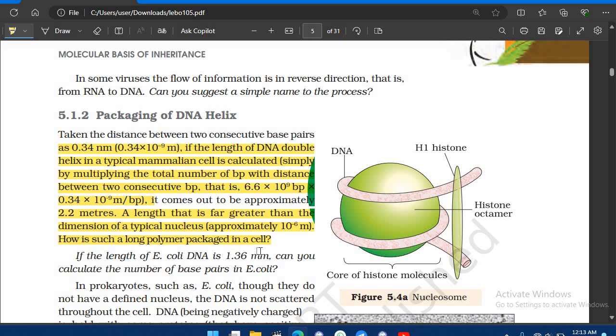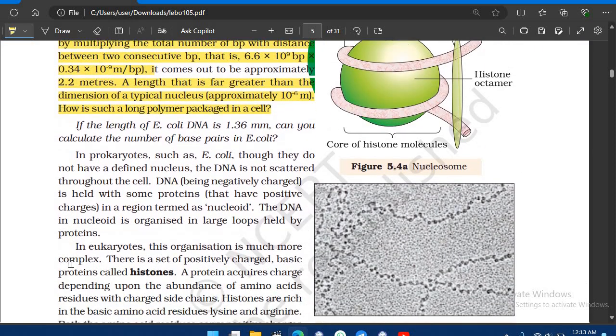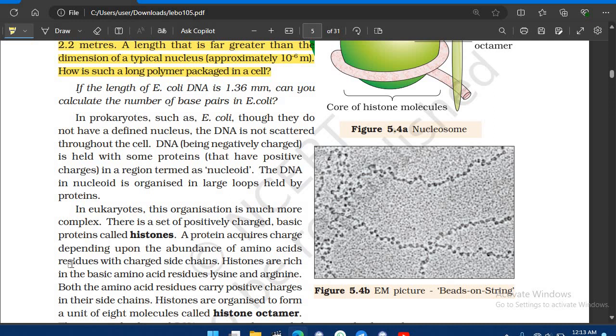The length is much greater than the dimension of a typical cell. How is such a long polymer packed into the cell? If the length of E. coli DNA is 1.36 meter, can you calculate the number of base pairs in E. coli?